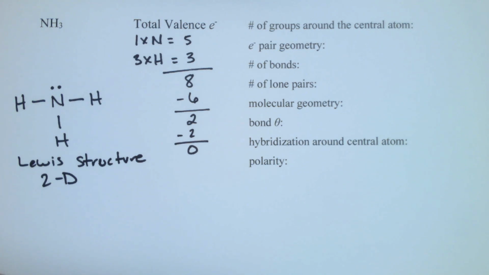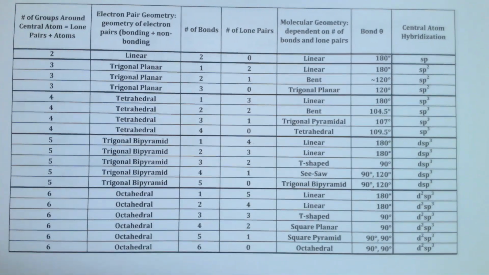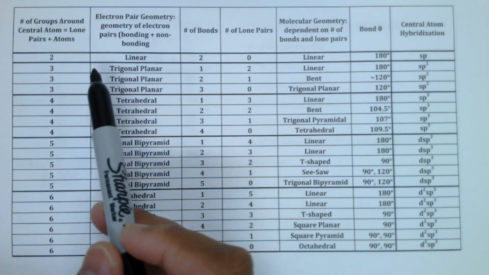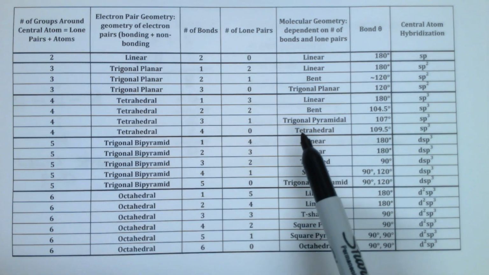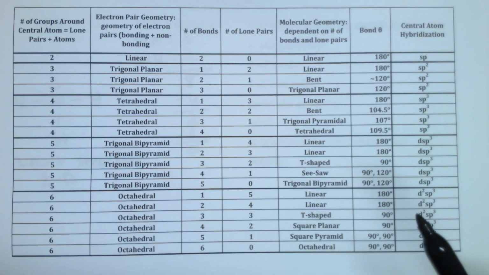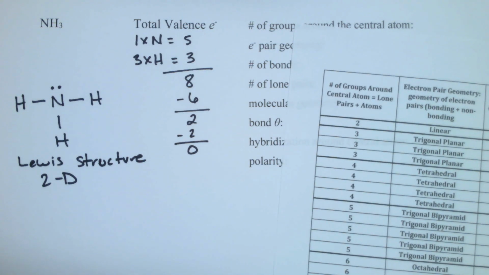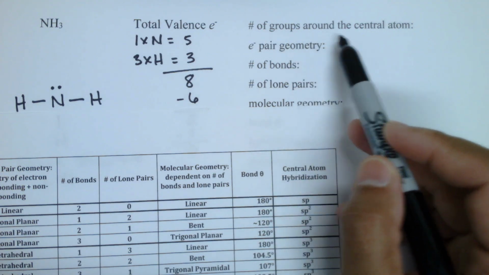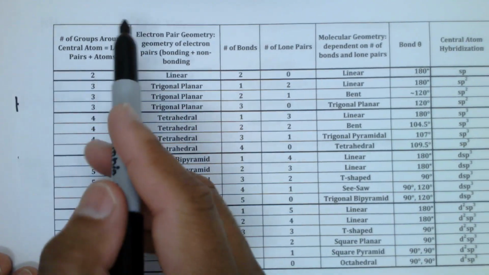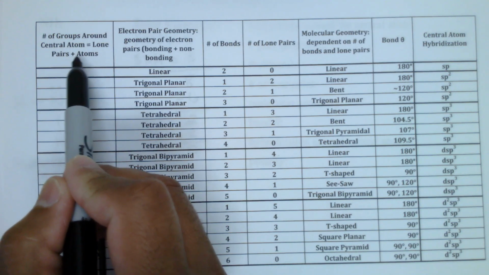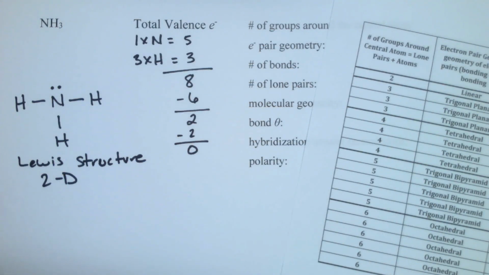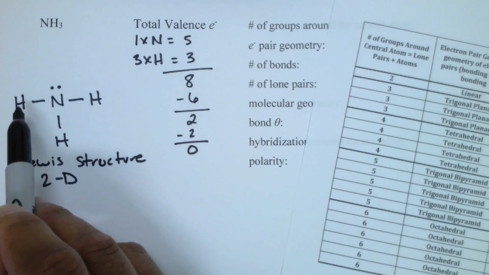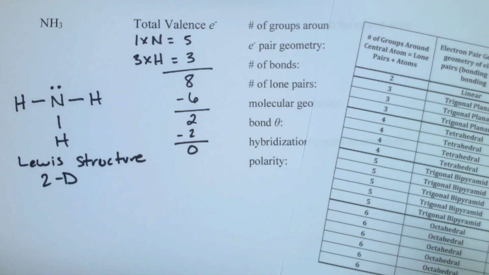Now, let's get the molecular geometry. This is a table that I use in my classes, and if you just go from left to right, you can get the molecular geometries, bond angles, and even hybridizations for these central atoms. In general chemistry, when you're dealing with small molecules, we usually just look at that one central atom. So the first thing I'll do here is just count the number of groups around the central atom. So groups are lone pairs plus atoms. Interestingly, around nitrogen, there are 4 groups. There are 3 atoms, and there's 1 lone pair.